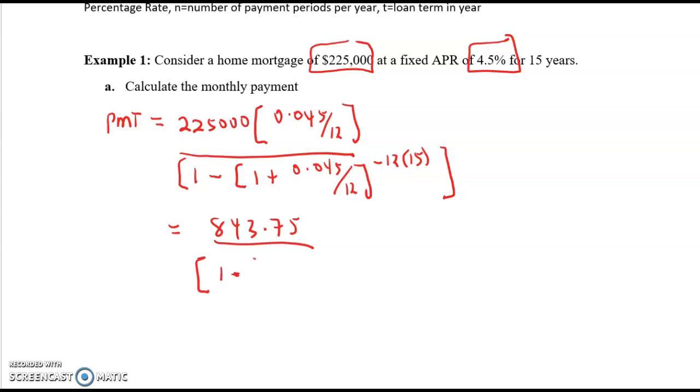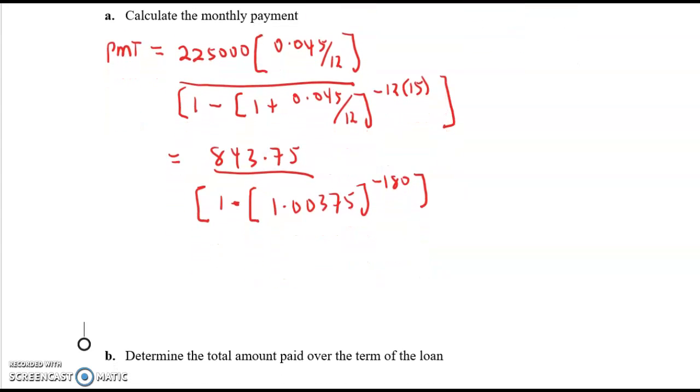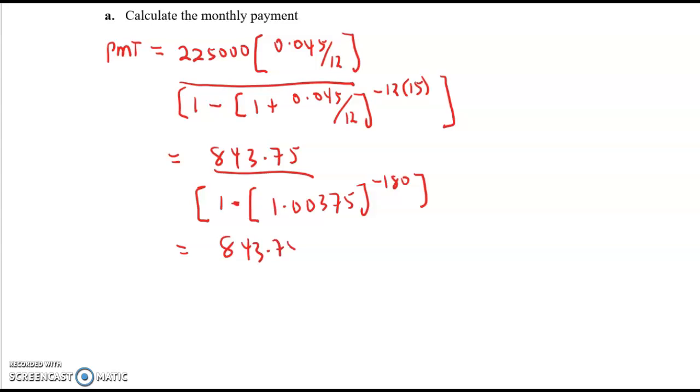Now to look at the denominator, you also want to start with the expression in the parenthesis. So you divide 0.045 by 12, add it to 1. So that is 1.00375. For the exponent, you multiply 12 by 15, and that is negative 180. We keep going. So now you have 843.75 divided by, so you're going to raise 1.00375 to negative 180.